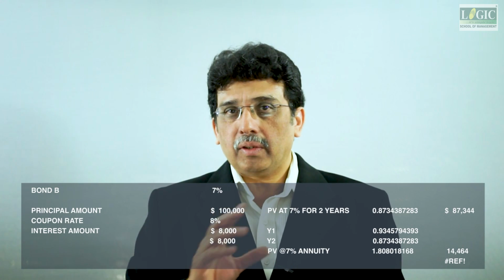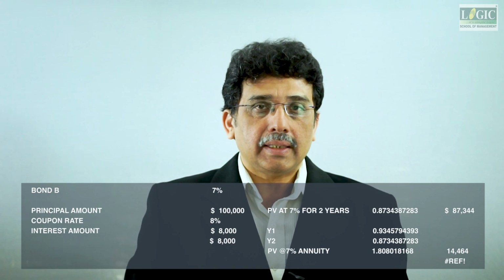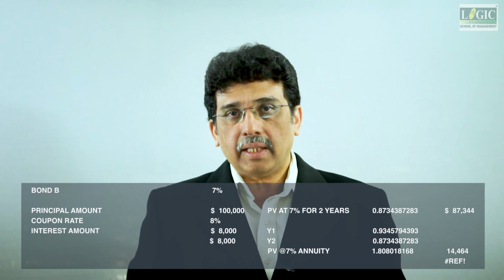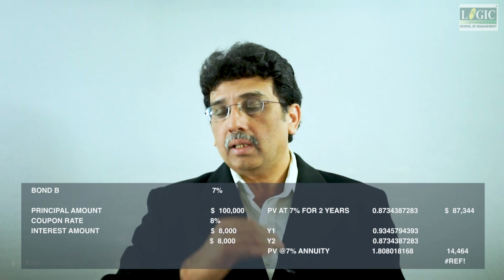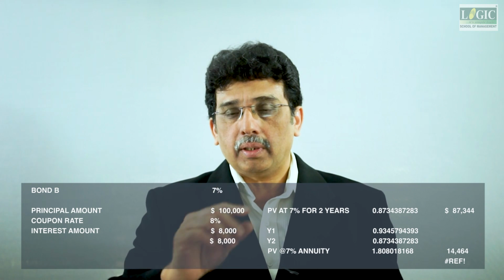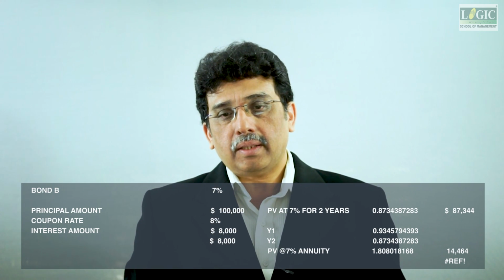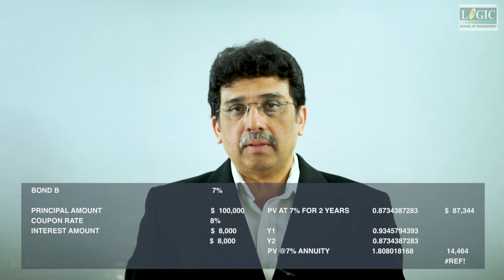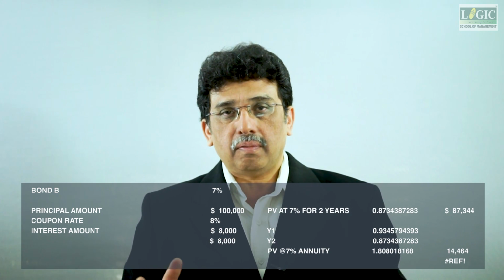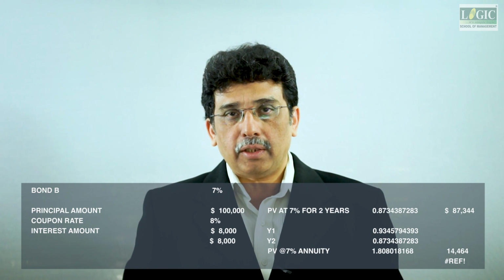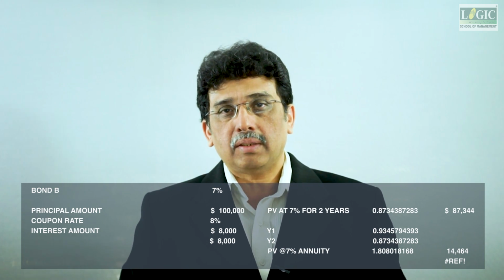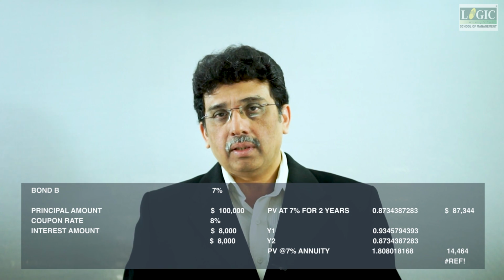The maturity amount remains the same as the previous bond. So the present value of the maturity amount is exactly the same as the previous bond. So 0.873 into 100,000 will give us 87,344, and to this we are going to add the present value of all the interest, which is 14,464, to give us 101,808.